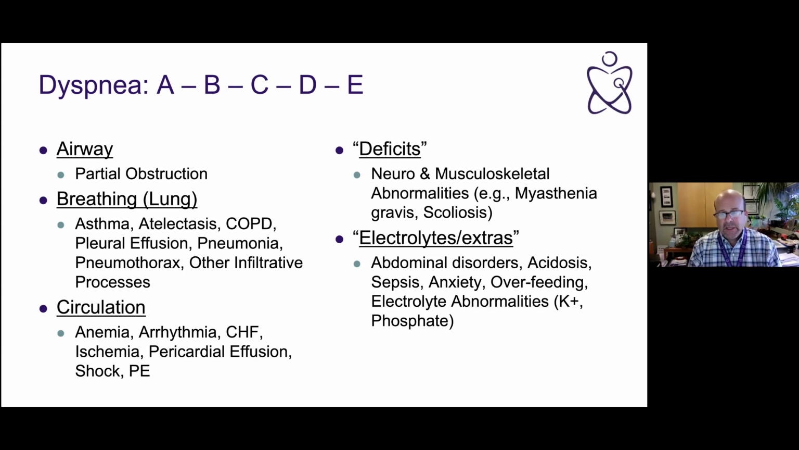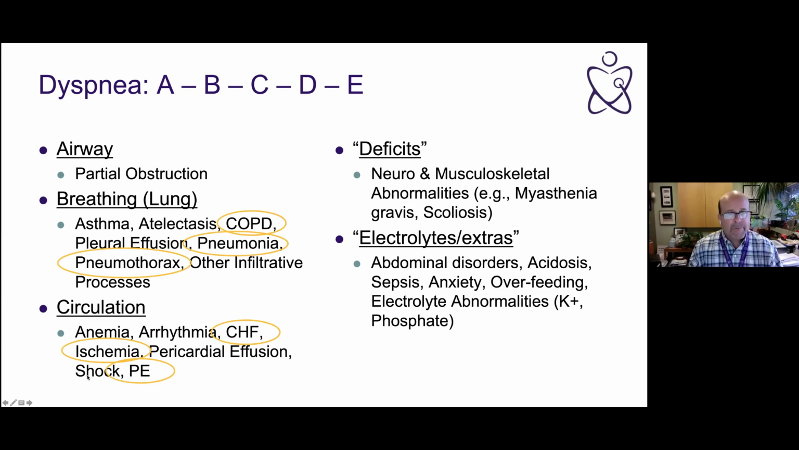D is neuromuscular deficits, and there are people who can have rapidly progressive neuromuscular processes, and either you can have chronic, but also rapidly progressive neuromuscular stuff. And then E is the electrolytes and all the extra stuff, so acidosis, sepsis, electrolyte disorders, really bad hypokalemia and hypophosphatemia, sort of that crosses over into deficits that can give you muscle weakness, large ascites, pushing up on the diaphragm, etc. So be running through this list as you're assessing people. Dyspnea survey, A, B, C, D, E.